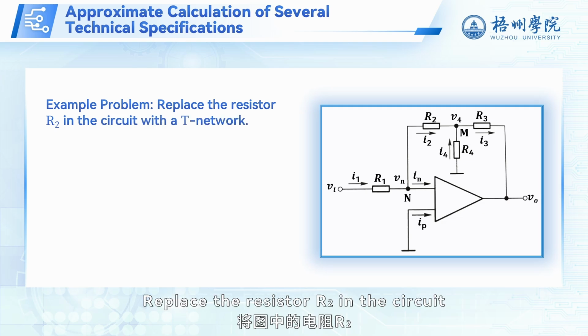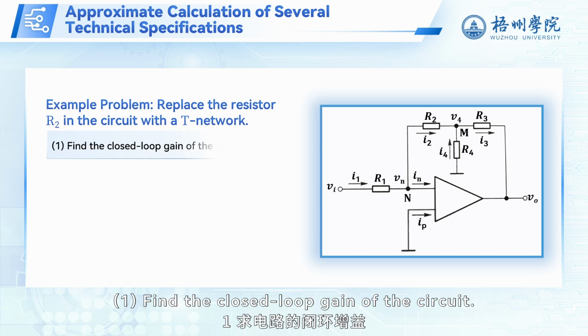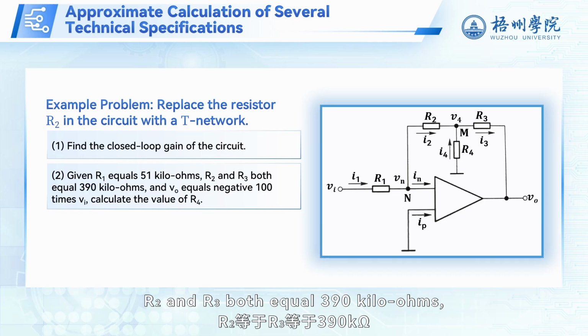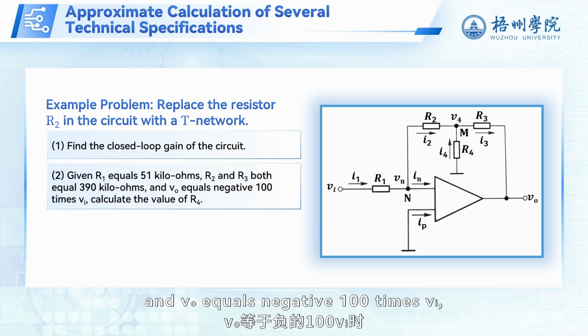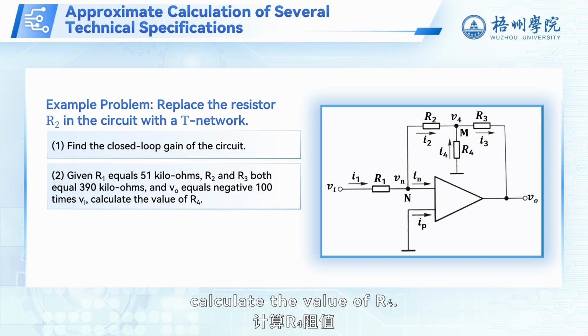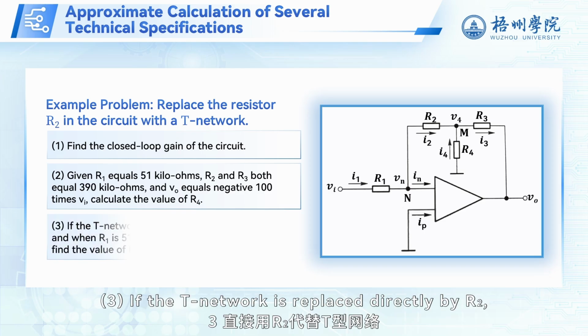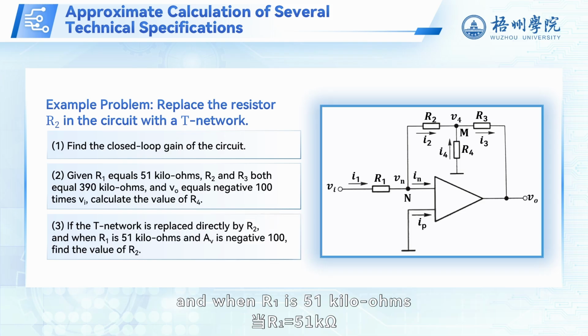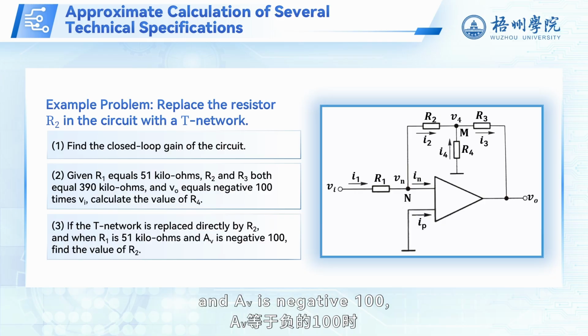Example problem: replace the resistor R2 in the circuit with a T-network. 1. Find the closed-loop gain of the circuit. 2. Given R1 equals 51 kiloohms, R2 and R3 both equal 390 kiloohms, and Vo equals negative 100 times Vi, calculate the value of R4. 3. If the T-network is replaced directly by R2, and when R1 is 51 kiloohms and AV is negative 100, find the value of R2.